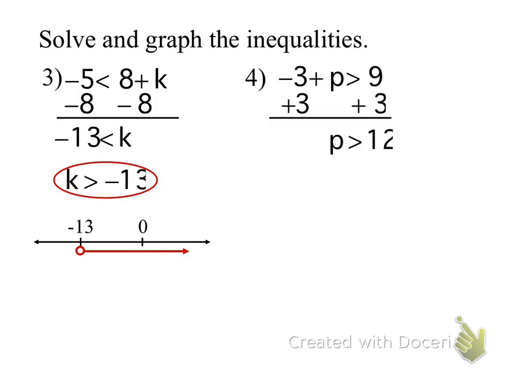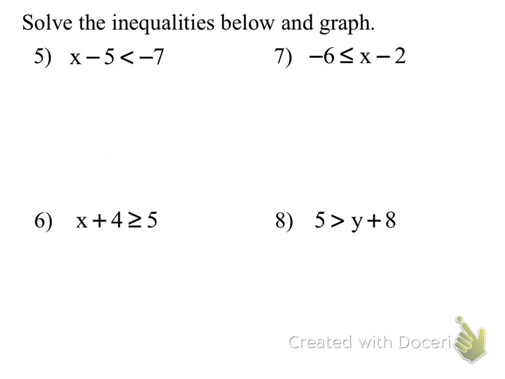Number 4, we're adding 3 to both sides. We get p is greater than 12. We start at 12, and we have an open circle, and we're going in the positive direction. All right, I'm going to pass this.